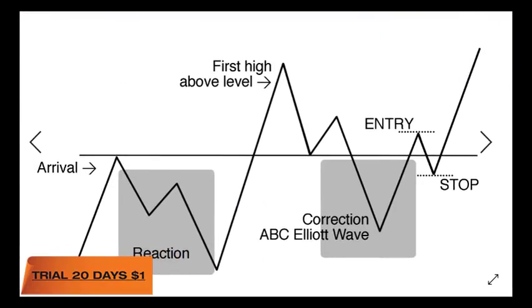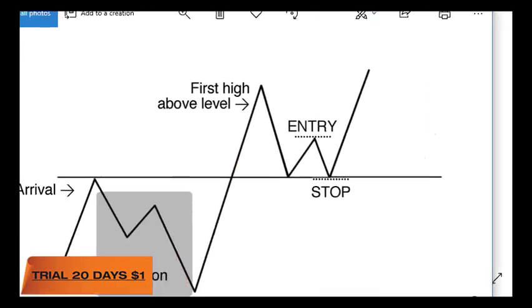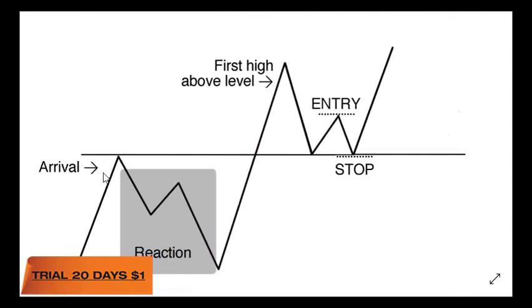So in this case here we have the arrival, say at the 2800, the reaction, the first high above the level, and I thought that we may be getting something like this here, coming back below the level here and then moving up, and then that would be our entry here. But we didn't get that one. We got the variation on that, which is this one here where it's got the arrival, the reaction, comes back and sits on the level and then moves up from there. So there's really just, they're the patterns.